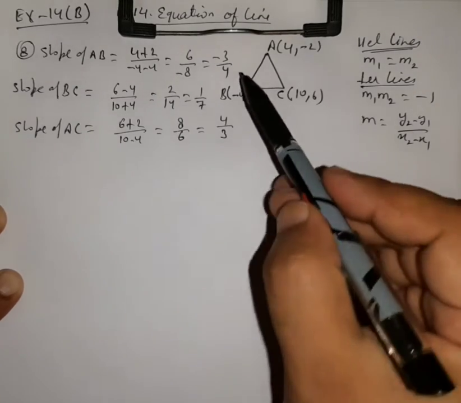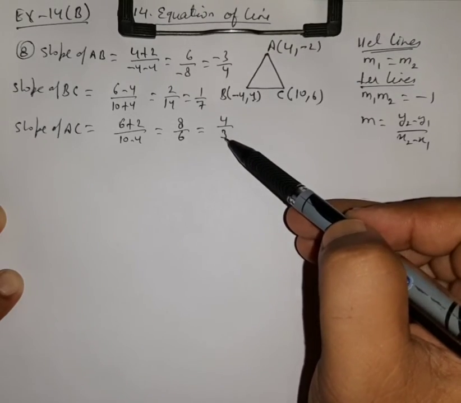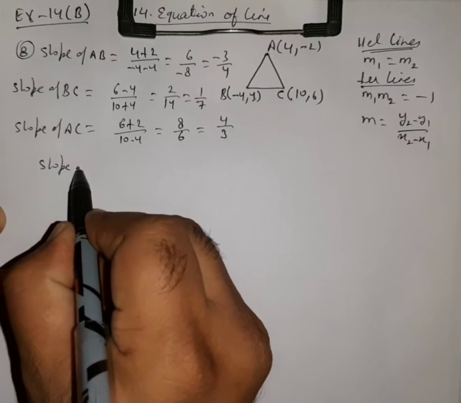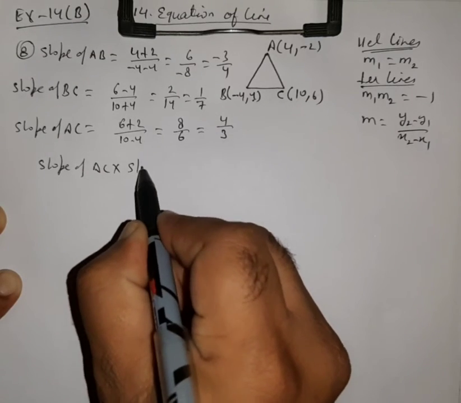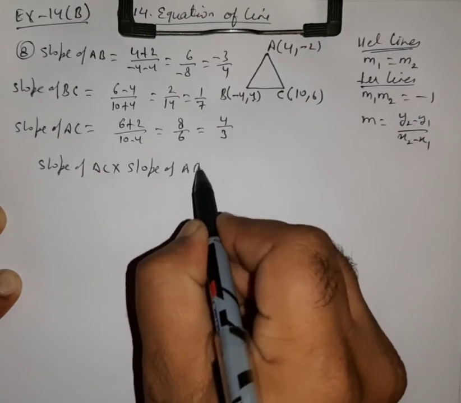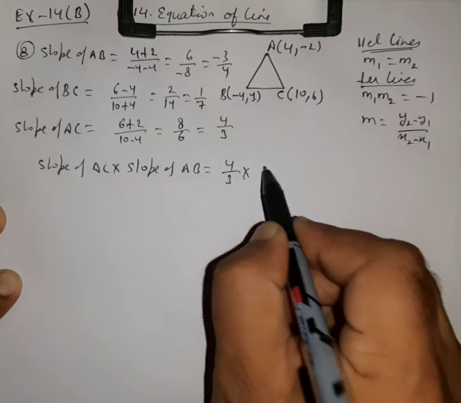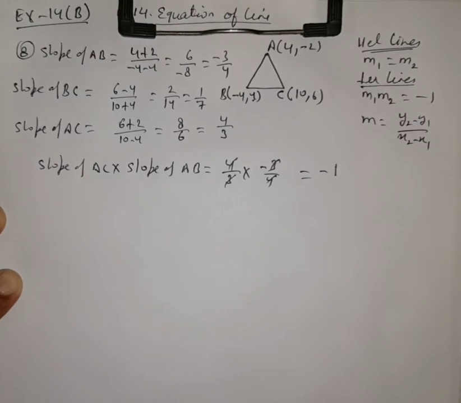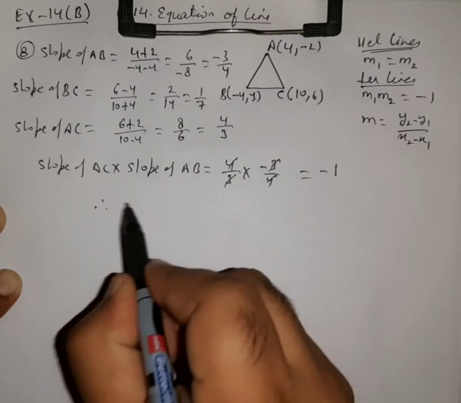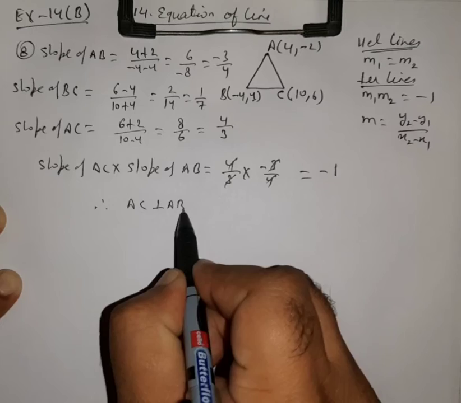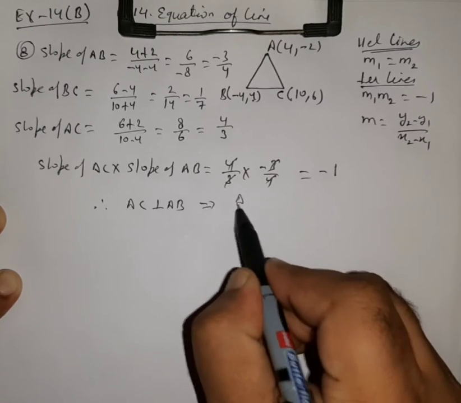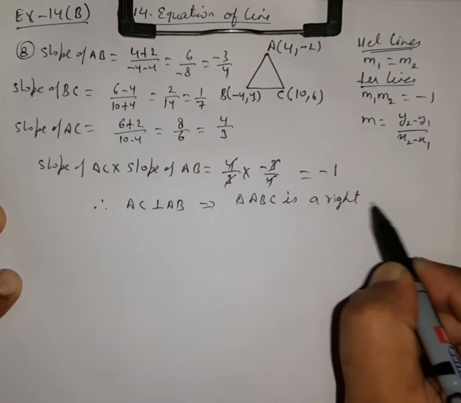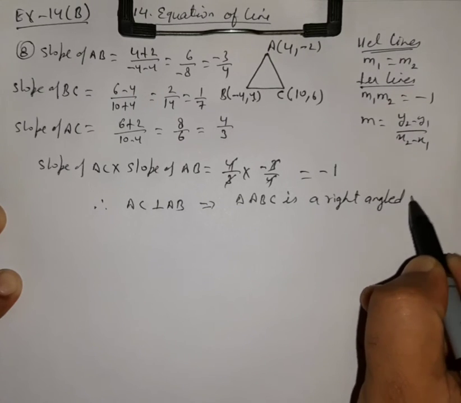So here have a look at the product of the slopes of AB and AC. The slope of AC multiplied by slope of AB is equal to 4 over 3 multiplied by -3 over 4. So that is equal to -1. Therefore AC is perpendicular to AB. So that implies triangle ABC is a right angled triangle.